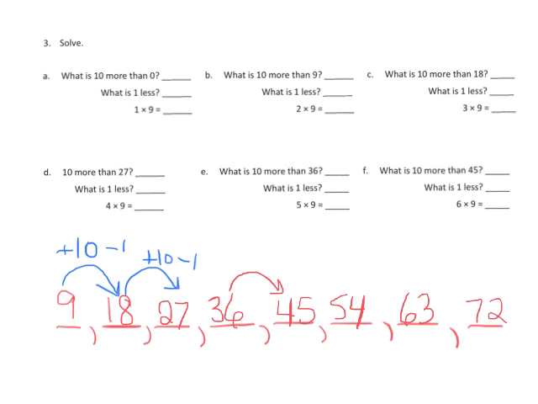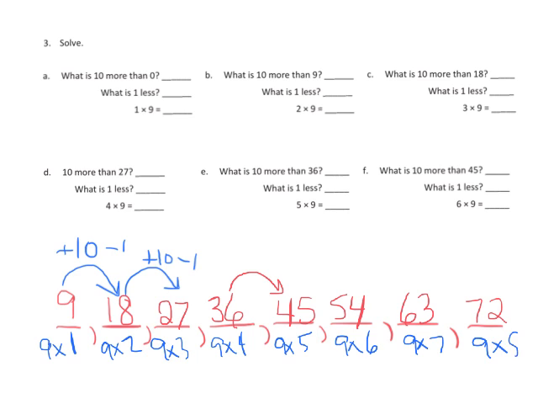So if we wanted to, we could see that this is 9 times 1, 9 times 2, 9 times 3, 9 times 4, 9 times 5, 9 times 6, 9 times 7, and 9 times 8. So we got a couple of different ways for students to learn their 9 times tables. We have those really cool patterns, and then we have our skip counting. And our skip counting is easy by adding 10 and then subtracting 1.